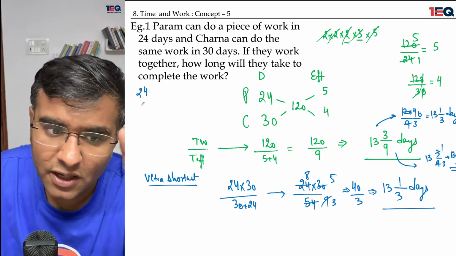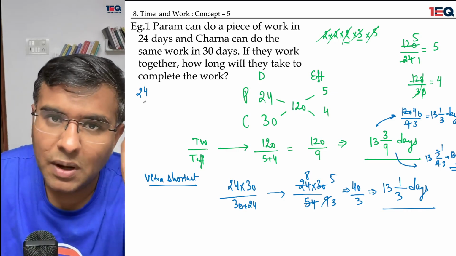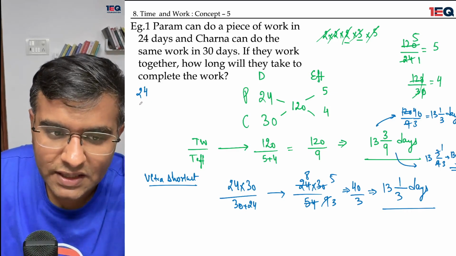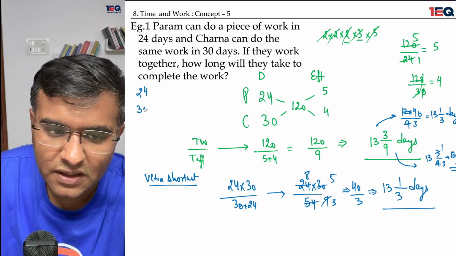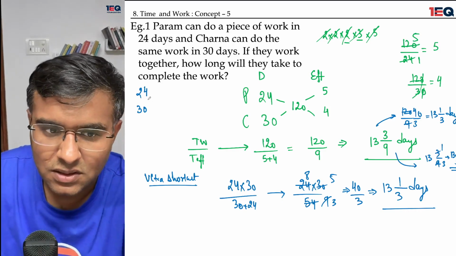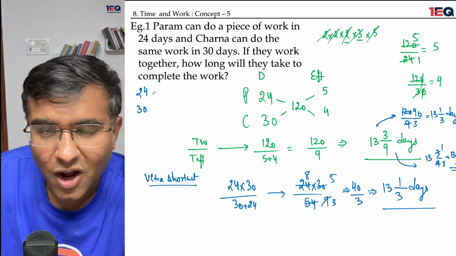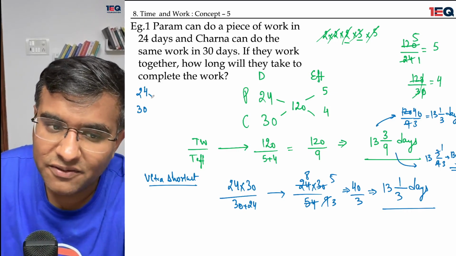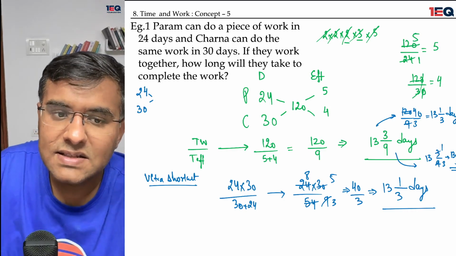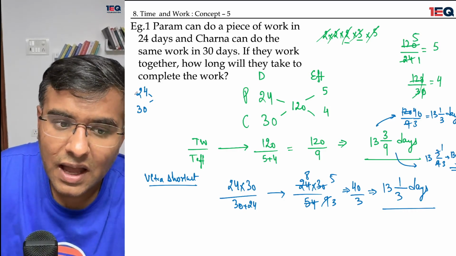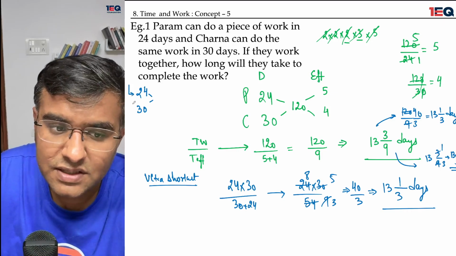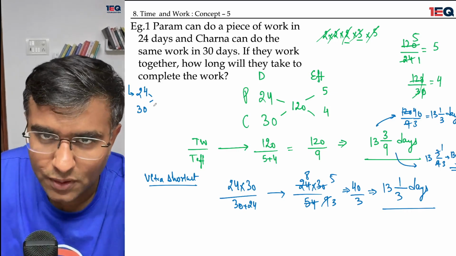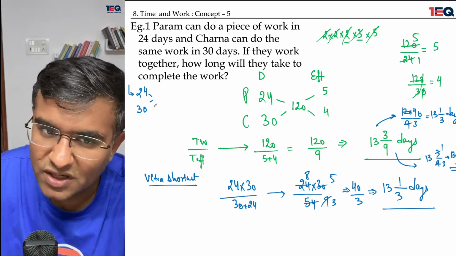So let's say that the saint was planting trees in a garden, and he would have taken 24 days to completely fill the garden with trees. And the other guy, the devil, would have taken 30 days to chop off all the trees. So if both of them work together, how much time would they take to completely fill the garden? As the saint has a higher efficiency because he is taking lesser time, the garden would definitely be full.